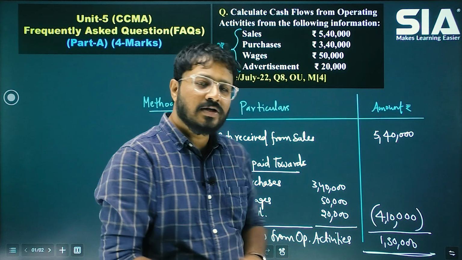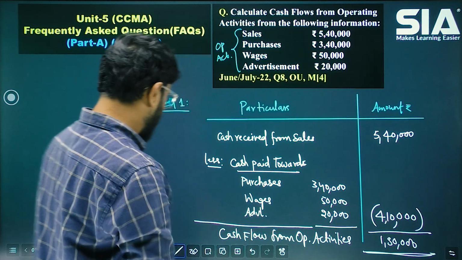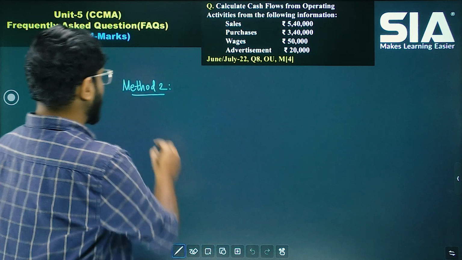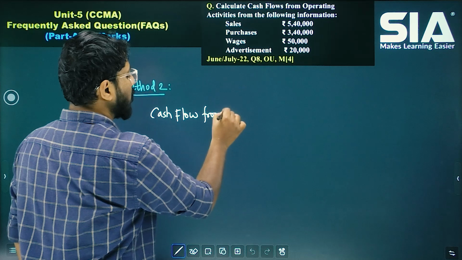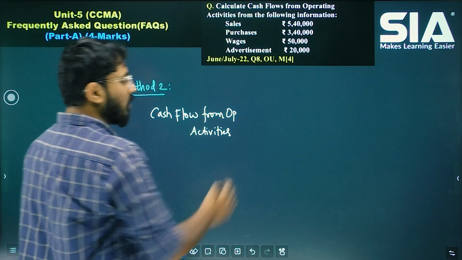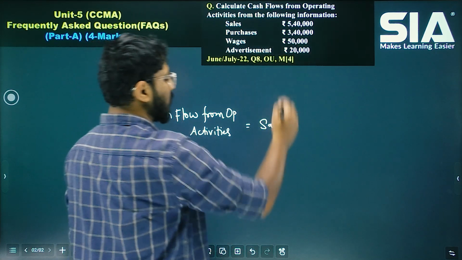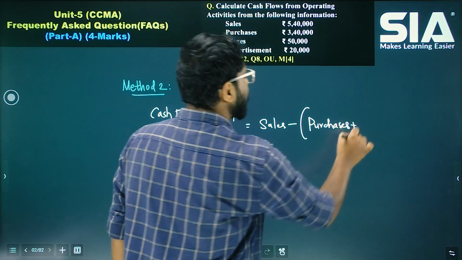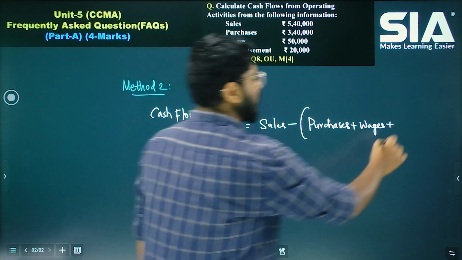If you are not comfortable with the statement, you can also do this problem in a formula-based manner, which I am going to show you now. So in method 2, we are using the formula. We'll simply write cash flow from operating activities is equal to sales minus all the expenses. I'll write all the expenses in one bracket: purchases plus wages plus advertisement.